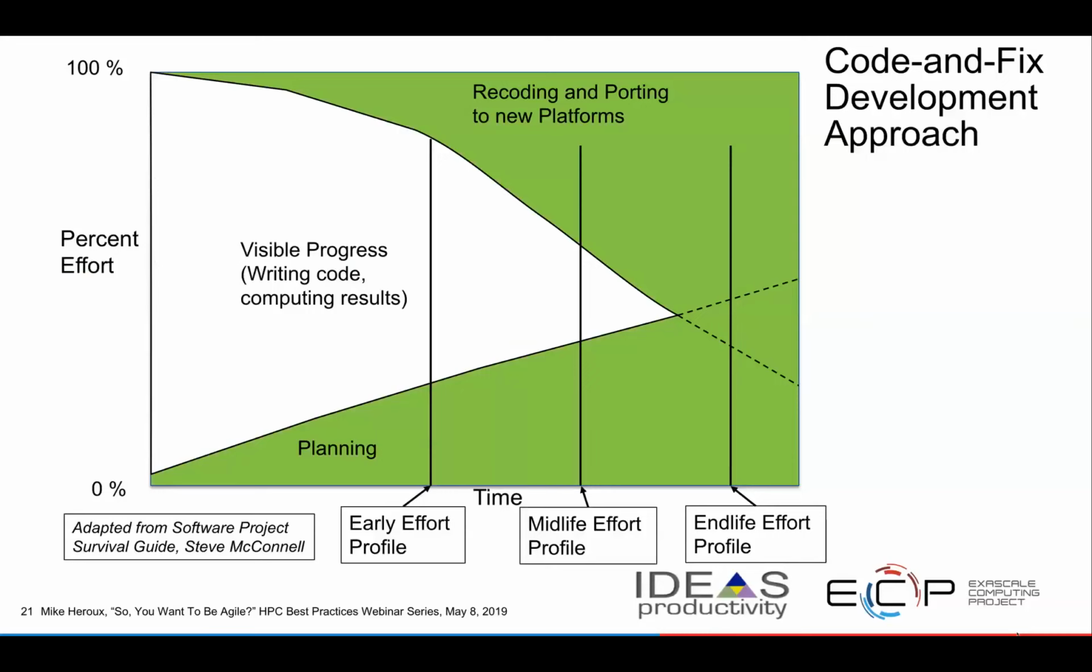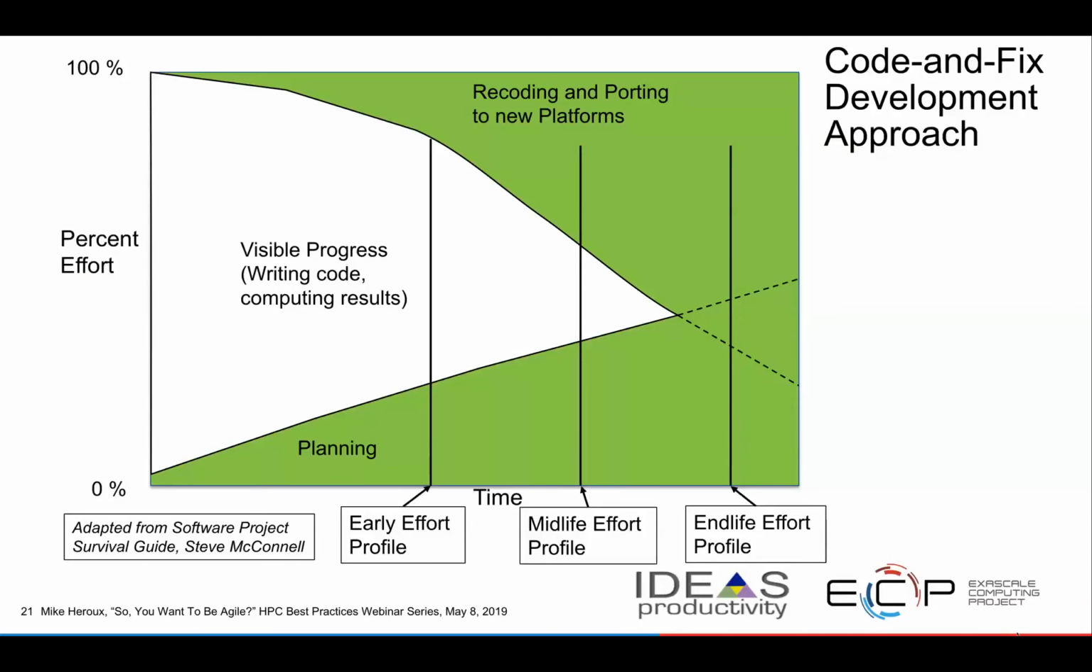What I want to do is first talk about the code and fix development approach because I think it's pretty common. So what do we do in this? Well, we start at the beginning of the project on the left, and the vertical axis is percent of effort that goes into the three types of activities.